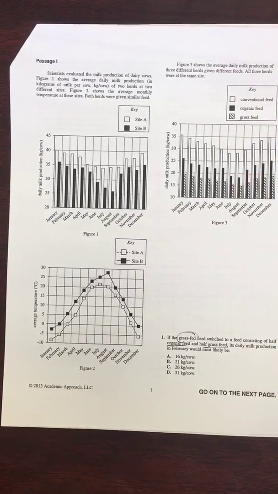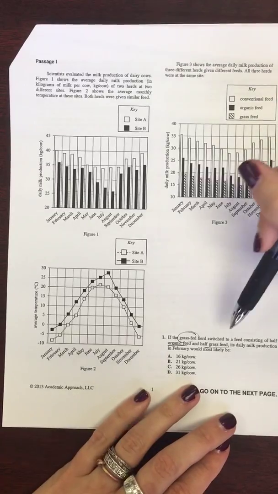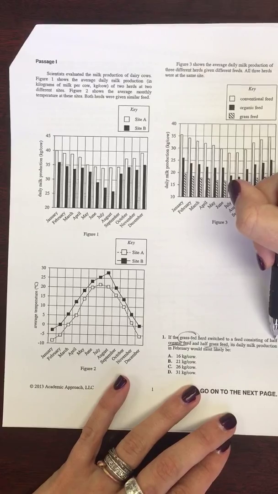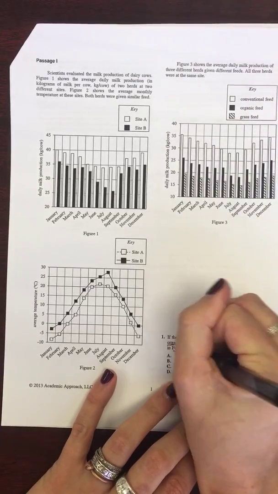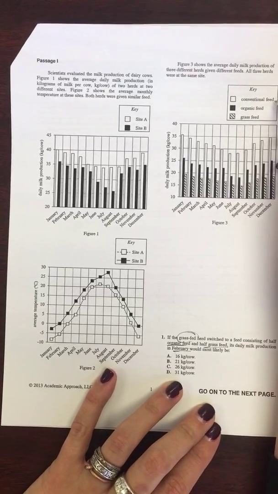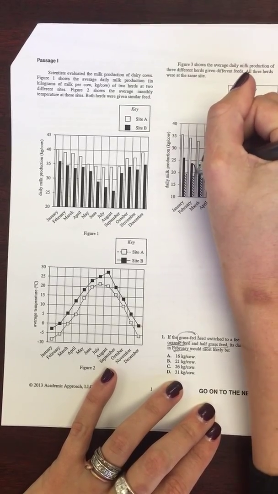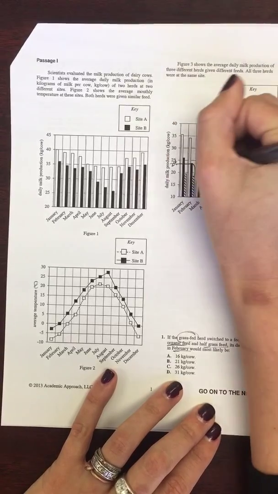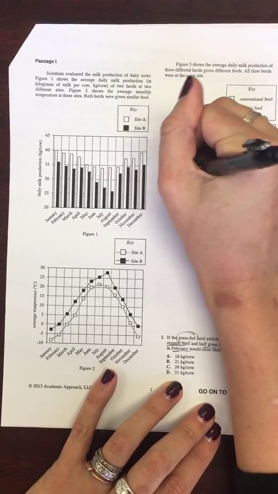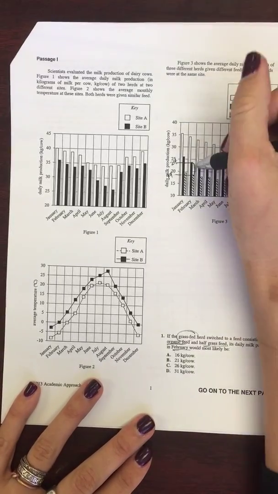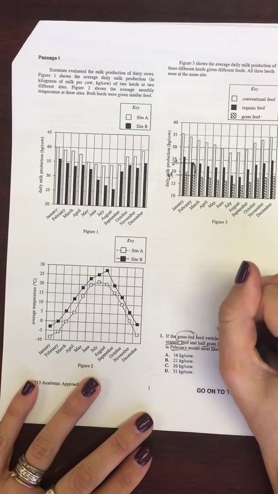So if the grass-fed herd switched to a feed consisting of half organic feed and half grass feed, then we need to go to February. In February, the organic feed is black and the grass feed is in stripes. So we're here, looking at the difference in these. This one is about 24, and this one is about 19. We're going to switch to half of these, so it's going to be in between these, and this is going to be an interpolation.